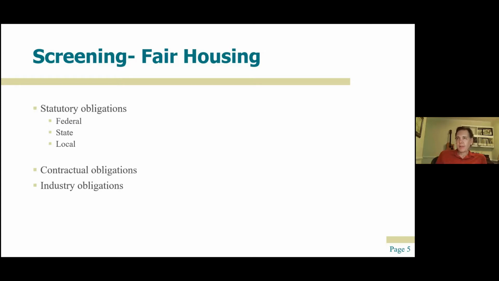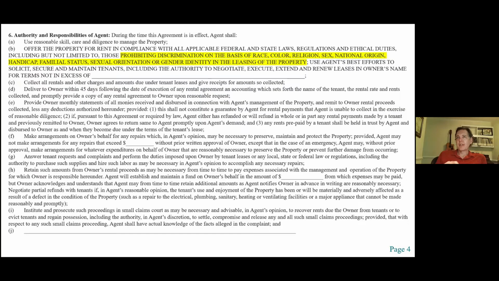And I'm going to focus just on the contract today because it does a pretty good job of encapsulating everything. This is paragraph 6 from the association approved management agreement. We're not going to read it, but I have highlighted the fair housing language, and you'll notice that it's in all caps. So they really want people to read this. They really want people to understand it. And it simply says that we're going to offer properties in compliance with all laws prohibiting discrimination based on these things that you're very familiar with.